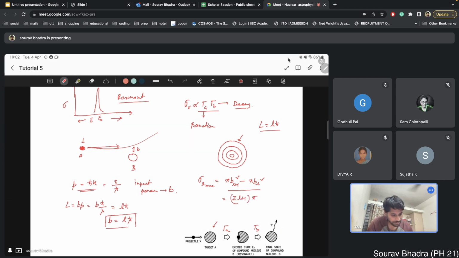Sir has done it in a very good way. I am just giving you a rough idea, again I am telling you. So this can be written down. This is another major difference from the non-resonant reaction. Here we have not considered anything like L or this angular quantum number.